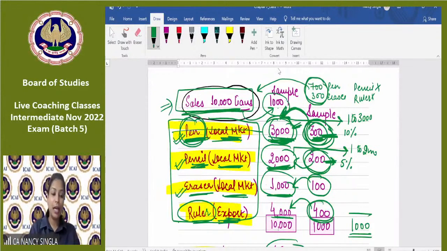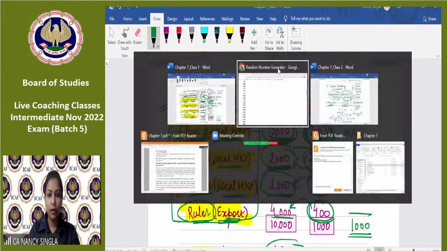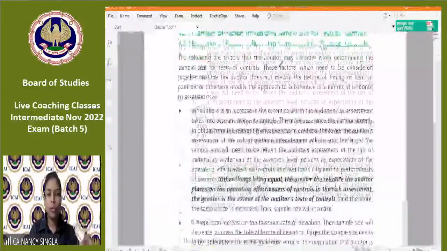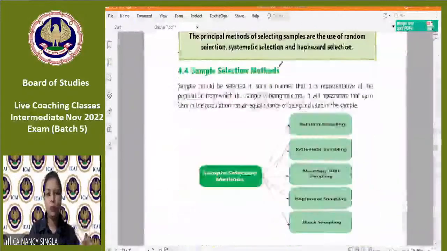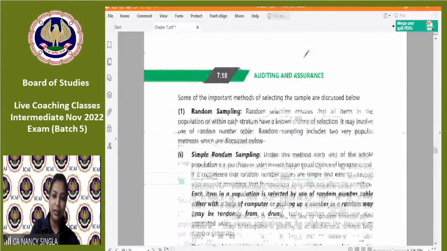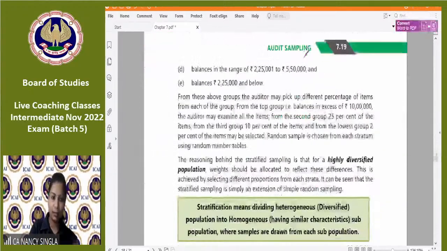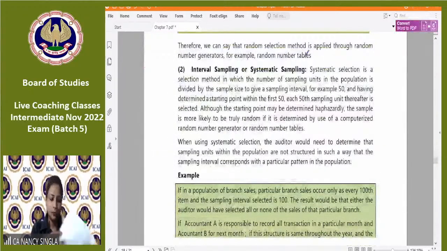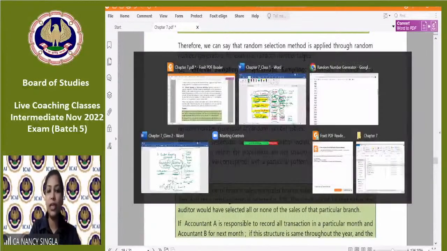Okay. Now, so we have done what? We have done random selection, whereby we saw what is possible. Simple random sampling is also possible, and stratified sampling is also possible. Okay. I will be taking you through the module once I complete all the methods.